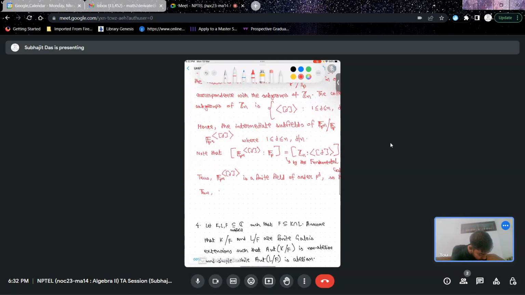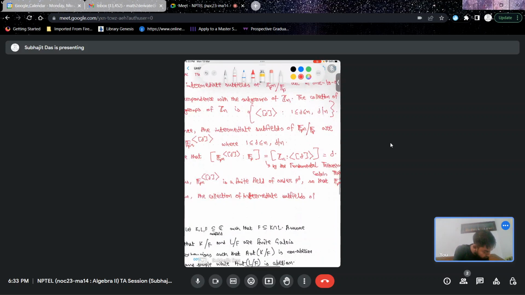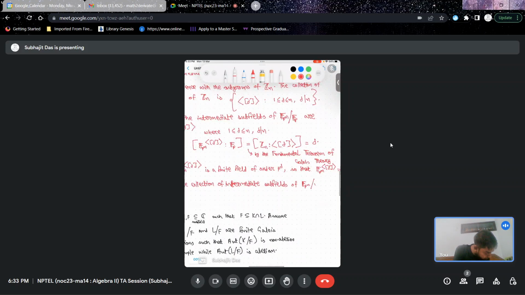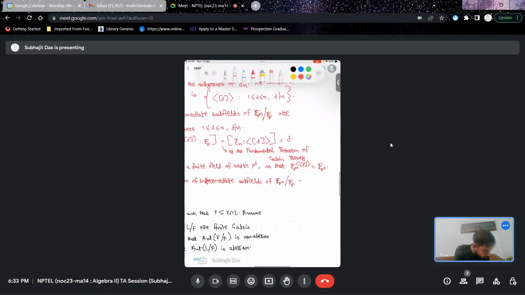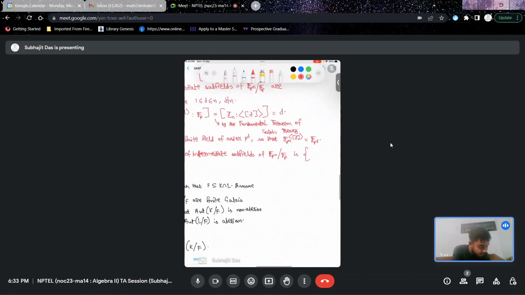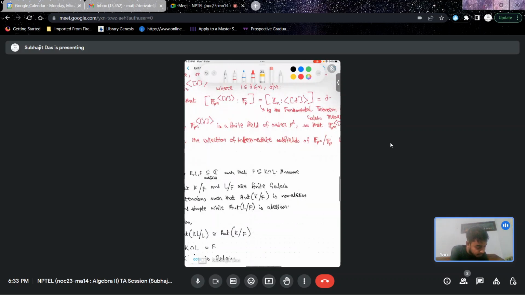Thus the collection of intermediate subfields of Fp power n over Fp is equal to Fp power D such that 1 less than or equal to D less than or equal to n and D divides n. So this is precisely the collection of all intermediate subfields.